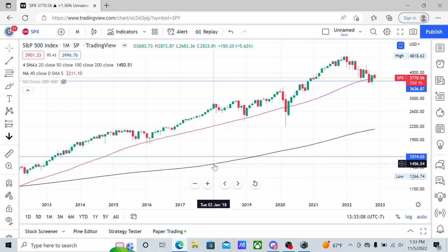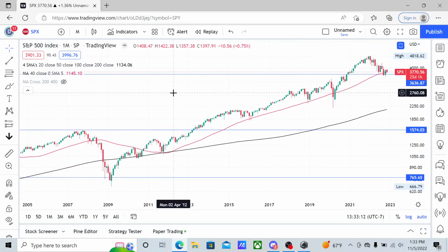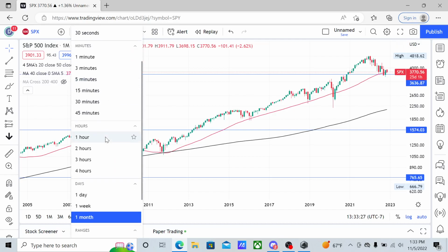What you have to know when you're looking at your charts is your moving average settings. On a monthly chart, you would have to go into your moving averages and change them to how many months rather than how many days. Let me go back to the weekly real quick.